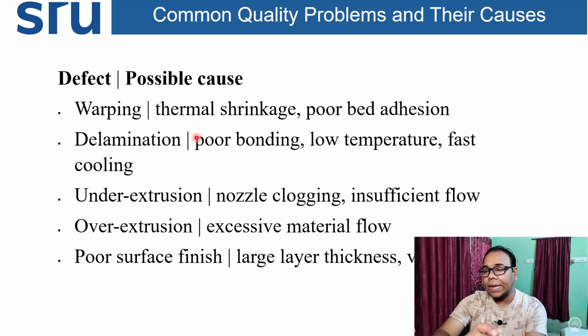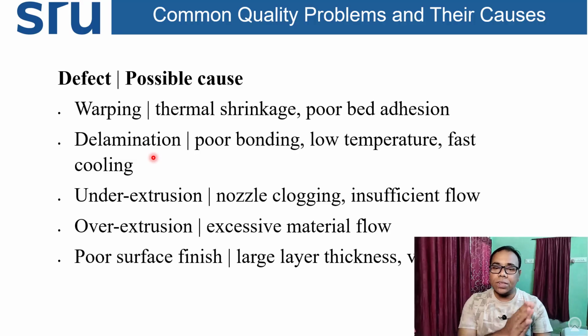Similarly, poor bed adhesion. I was talking about warpage also. Warpage is similar to adhesion, where the first layer and second layer material do not adhere properly on the build platform itself. Similarly, delamination, which I discussed earlier, is the layer upon layer separating phenomenon. If any layer separation happens, the part will be damaged and we are not meeting quality. That will be a defective product and will be sent out for rejection. Similarly, poor bonding, low temperature, and fast cooling are different causes of defects.